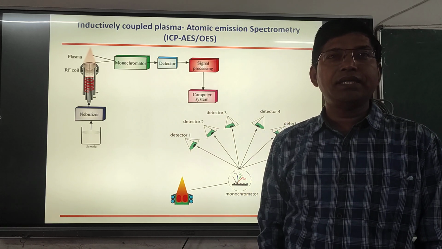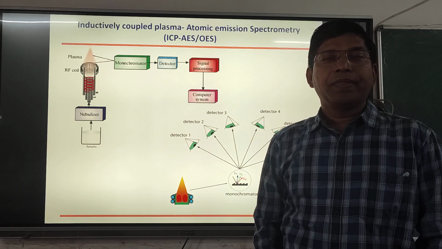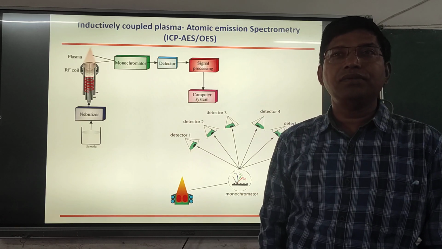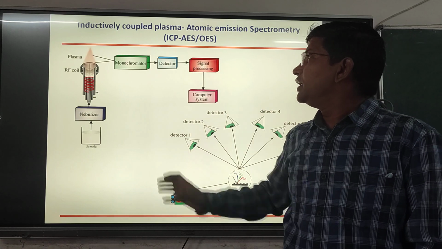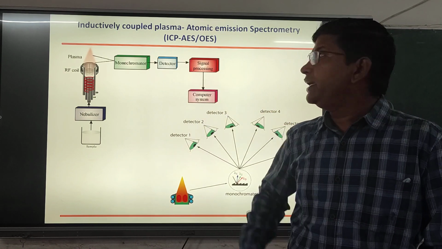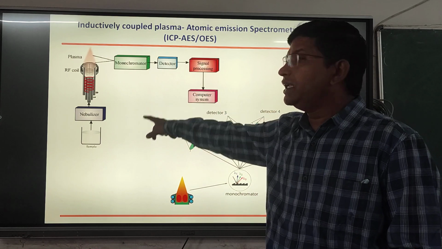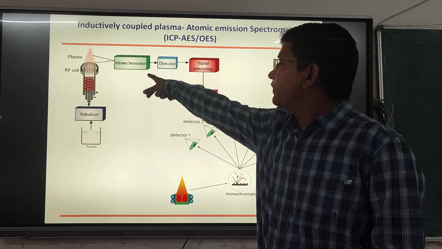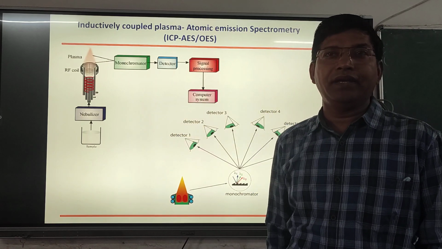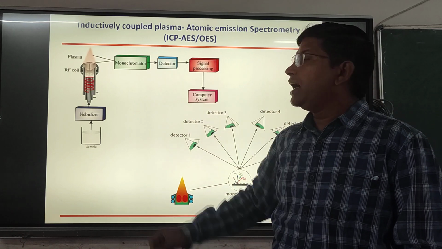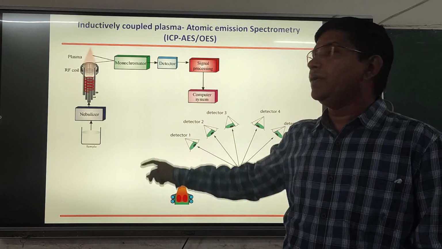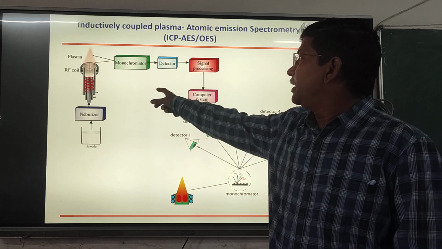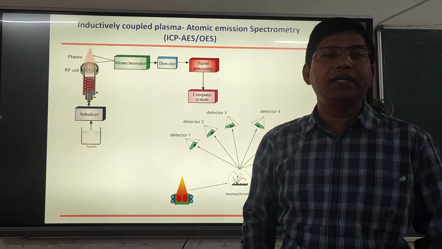So plasma is a mixture of ionized elements, electrons, and neutral molecules. So these are the components of a plasma. And here is how that plasma is formed. Generally a neutral gas like argon is passed through a highly magnetic field, where a high radio frequency wave is applied on that magnetic field where the argon gas passes.